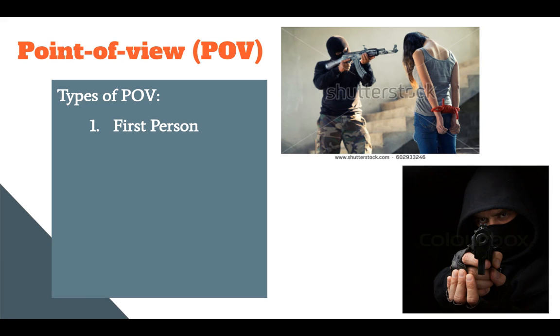The main types are first person, second person, and third person. First person being I, me, or my, I'm the character telling the story. Second person is when you use the pronoun you. It's usually like an outside or like a character in the story.